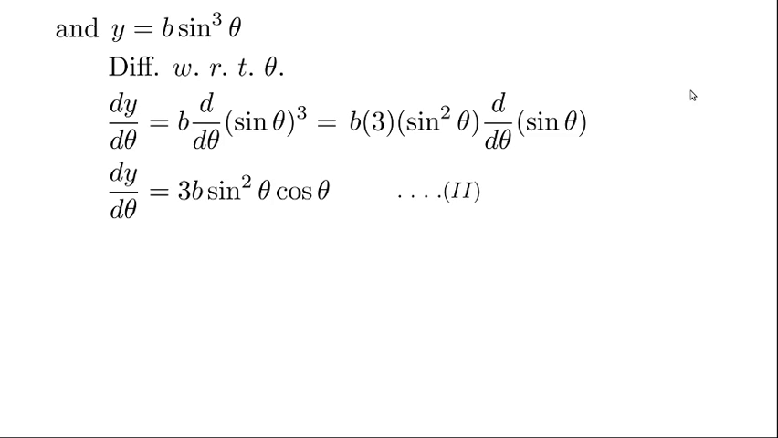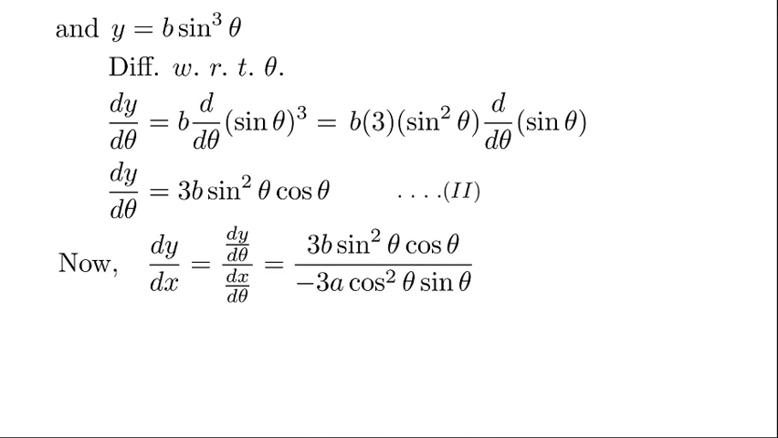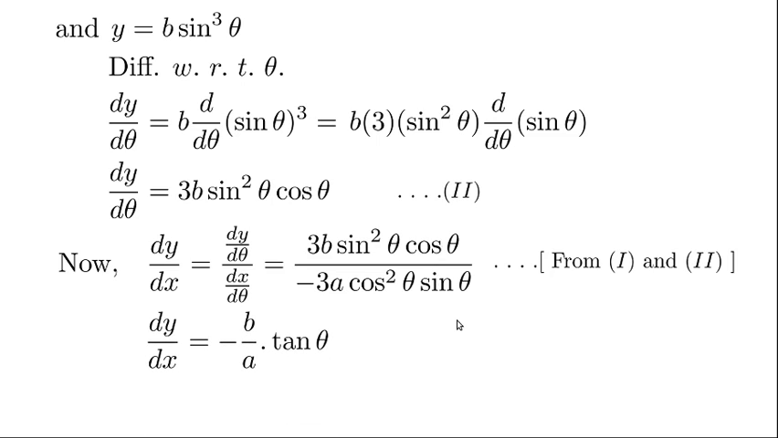And we know that by the rule of differentiating parametric functions, we have dy by dx equal to dy by d theta upon dx by d theta. Now let us make use of equations 1 and 2 and substitute the values of dy by d theta and dx by d theta. Here 3 gets cancelled, one sin theta cancels and one cos theta cancels. We get minus b by a tan theta. This is dy by dx.